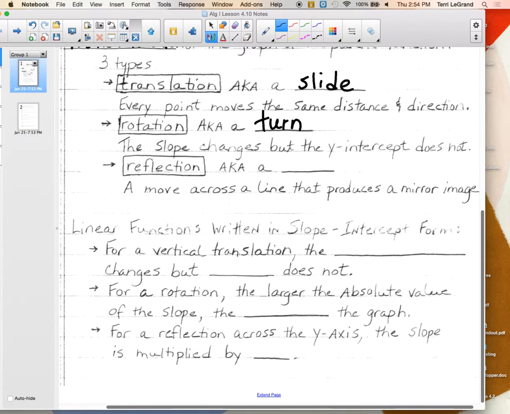What's a reflection? What's another word for that? A flip, yeah, that one's a flip, or you can think of it as a mirror. Yep, there's a mirror image after you've had something flipped. A move across a line that produces a mirror image. Remember, we're only going to talk about the y-axis as being our line that it's going to flip over. Okay, so those are the three that we're going to deal with.